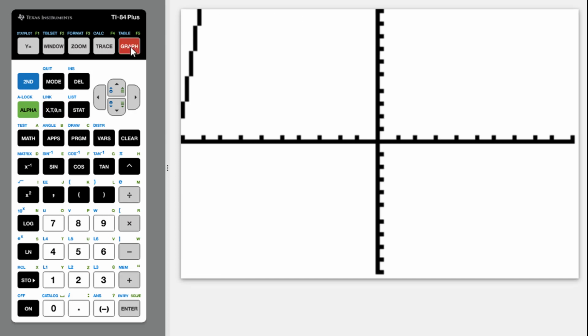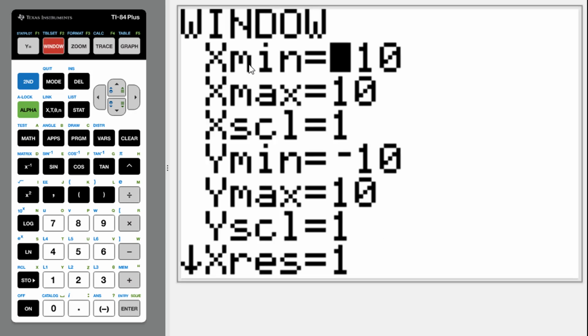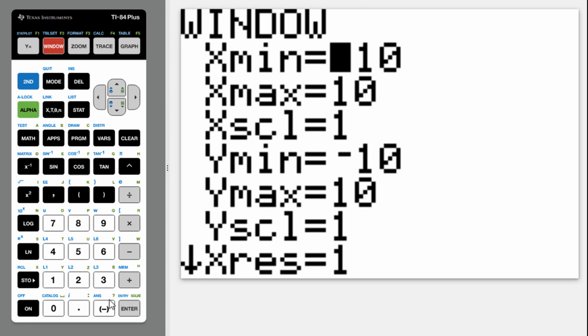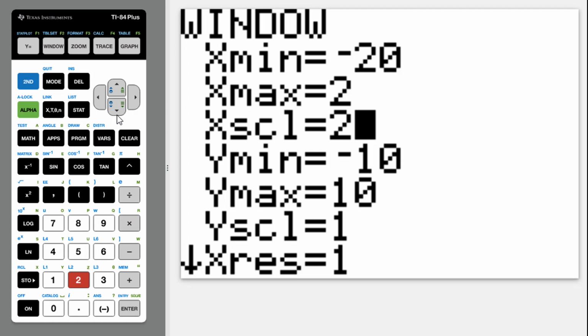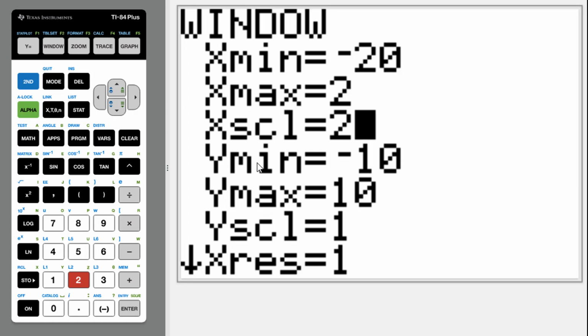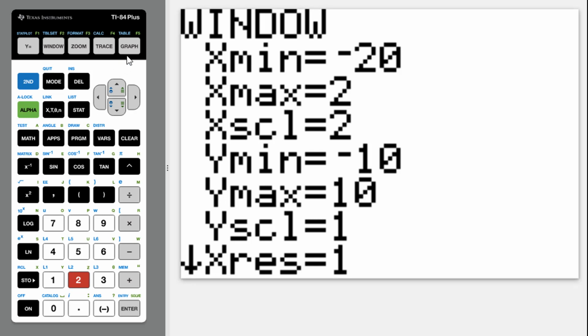Then go to graph. You need to change the window. For x minimum, let's do -20. For x maximum, let's do 2. Scale, you can do 2. Minimum and maximum for the y-axis, it doesn't matter. Our goal is to figure out the x-intercept.